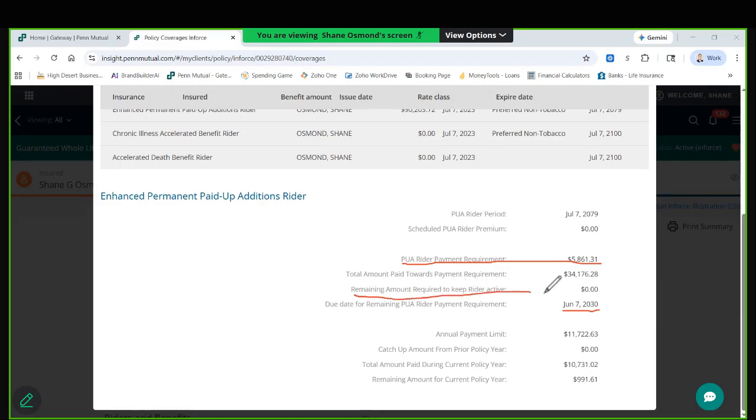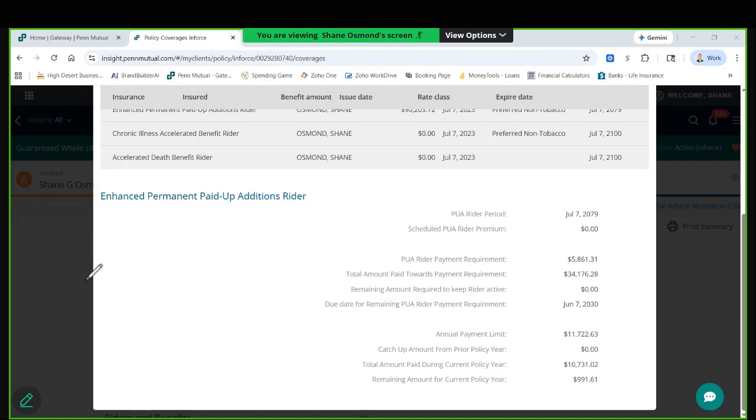And it will tell you the remaining amount required to keep the rider active. So obviously this account has been fully funded, and so it's not showing that you need to put anything in because it's already kicked the can down the road. So again, you don't need to put in the PUA, but if you don't put in the PUA and you do the minimum for 5 years in a row, then you could be in jeopardy of having them say, hey, if you're not using it, we can take that off your account.